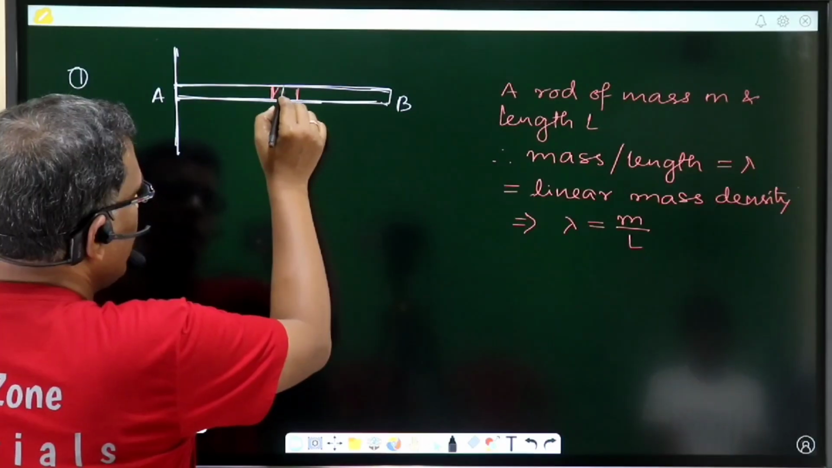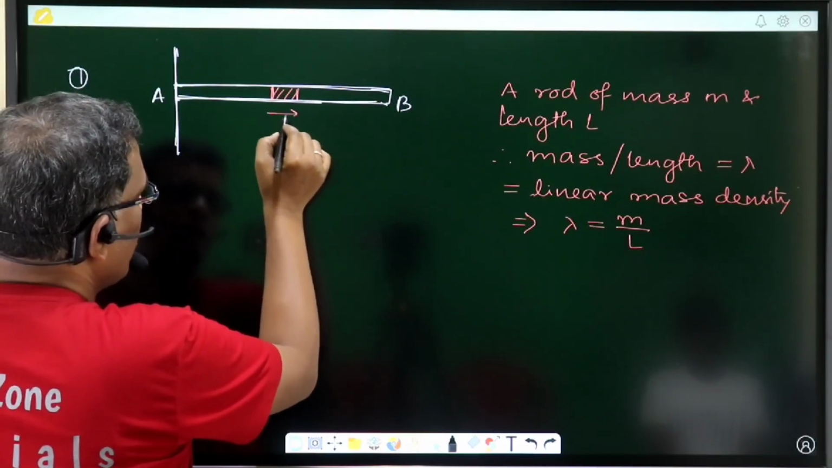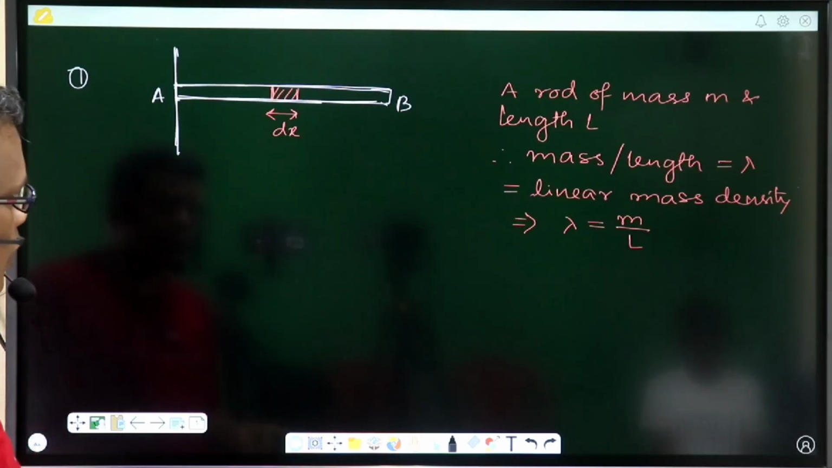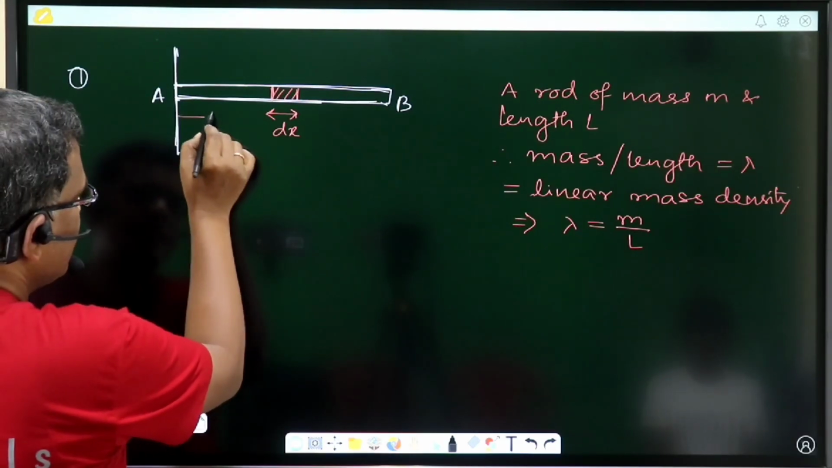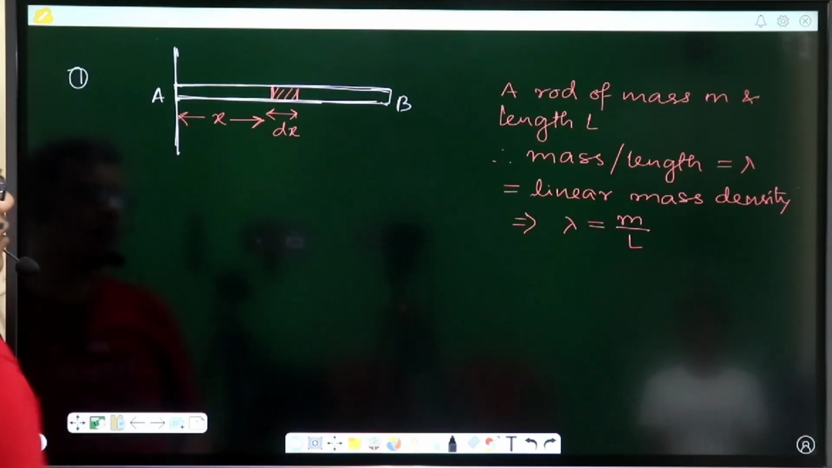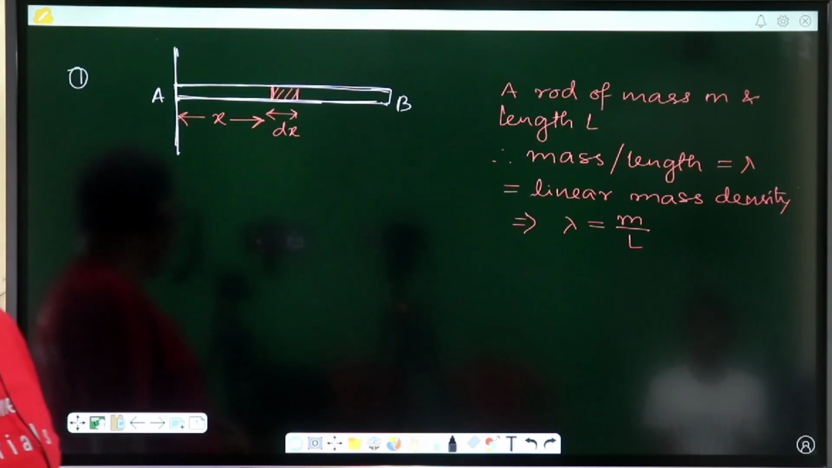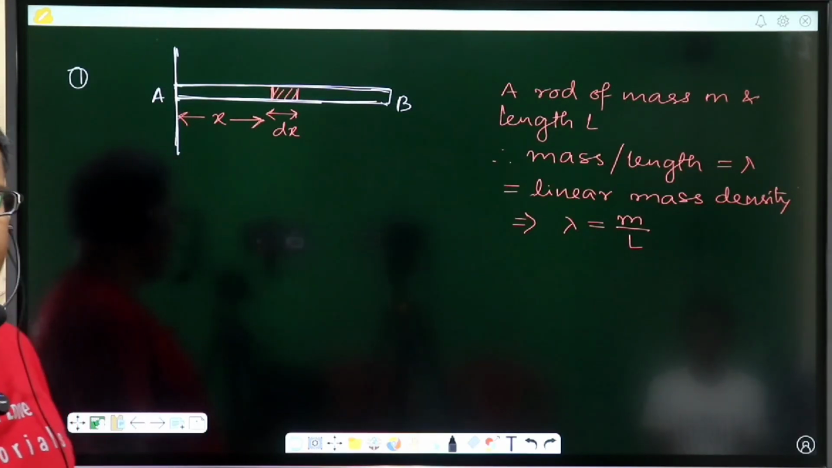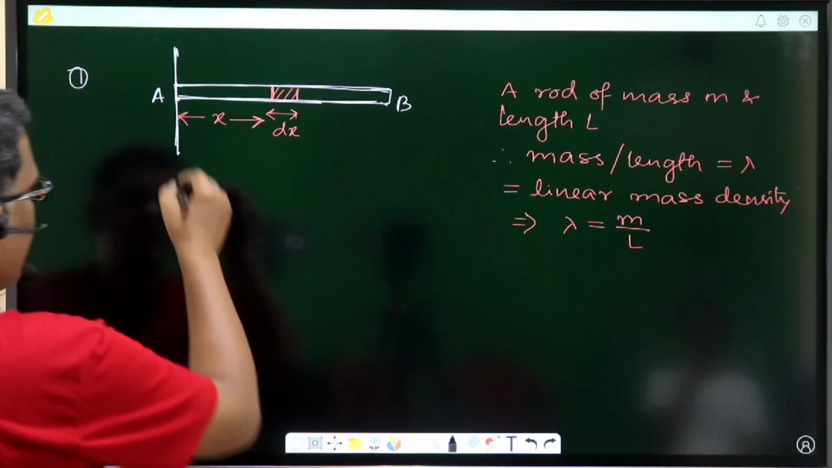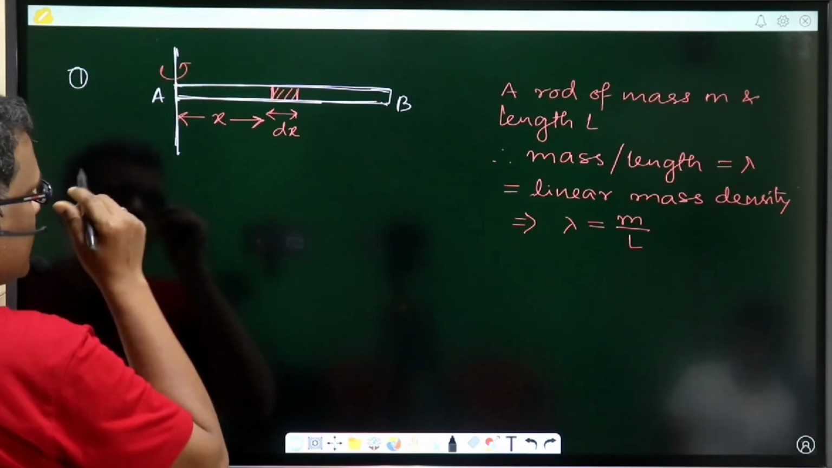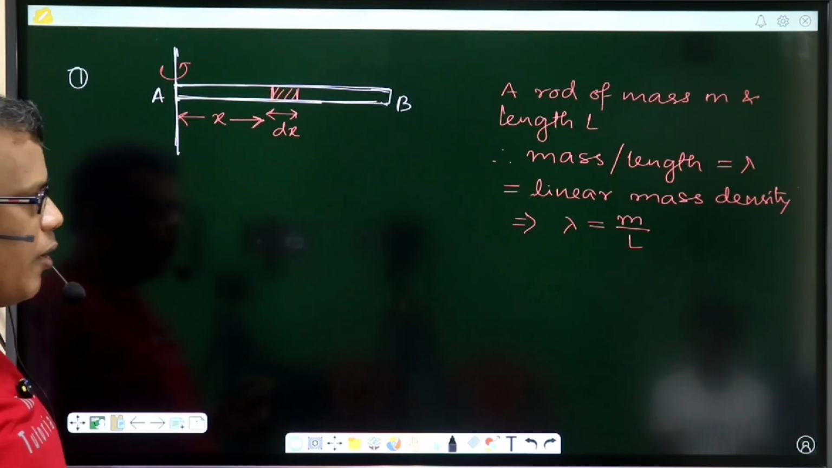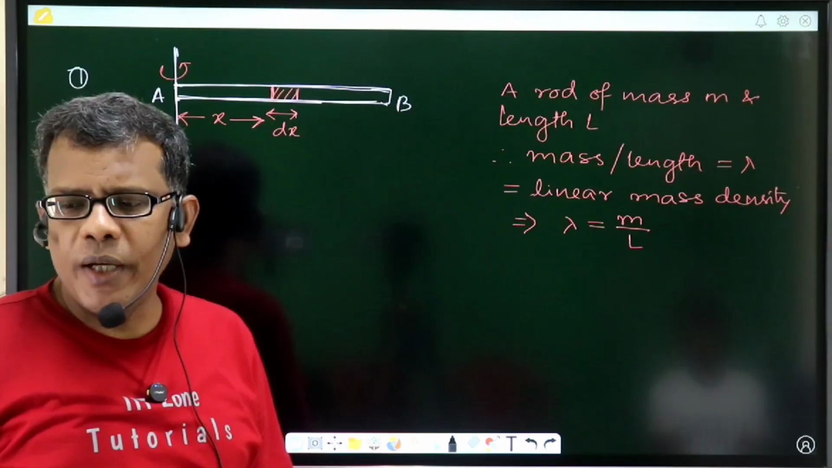If we take an element part on the rod, let it be of length dx, and the position of this element is at a distance x from the axis position, that is at A. When the entire rod is made to rotate about this axis, all the elements will rotate about the axis. So MI of the rod will be the sum of MI of all elements.